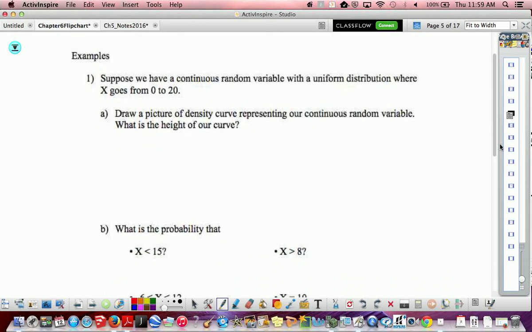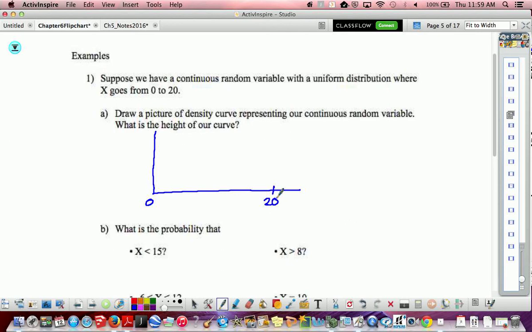Okay? So in number 1 here it says, suppose we have a continuous random variable with a uniform distribution where x goes from 0 to 20. Okay? In question 8 it says, draw a picture of the density curve representing our continuous random variable. What is the height of the curve? So, first of all, it says our x values go from 0 all the way to 20. So any outcome from the number 0 to 20 is possible.